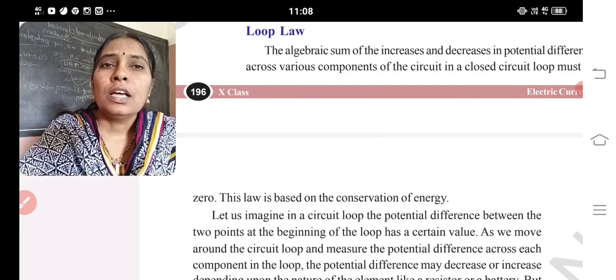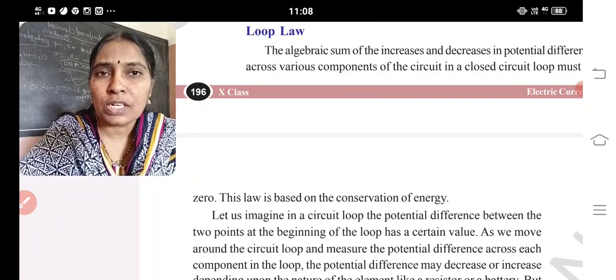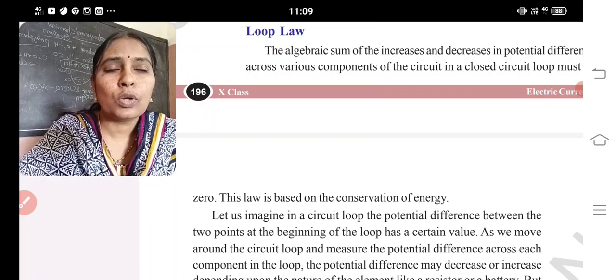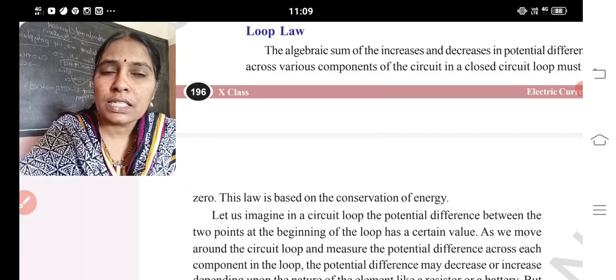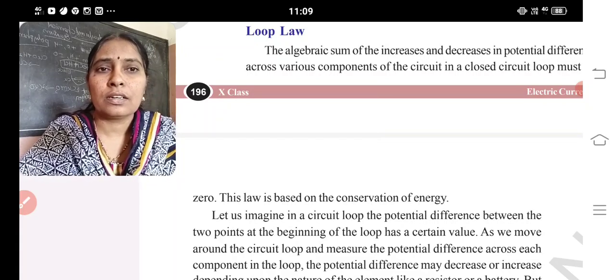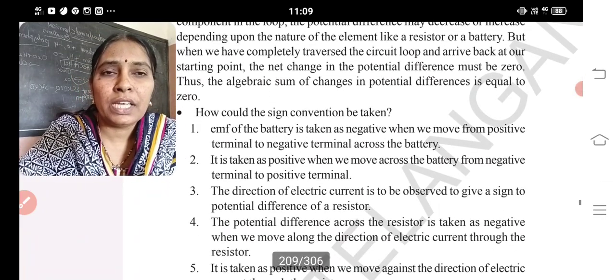And the loop law: the algebraic sum of increase and decrease in potential difference across various components of the circuit in a closed loop must be 0. This is known as the law of conservation of energy. Clear? Next, how should the sign convention be taken?